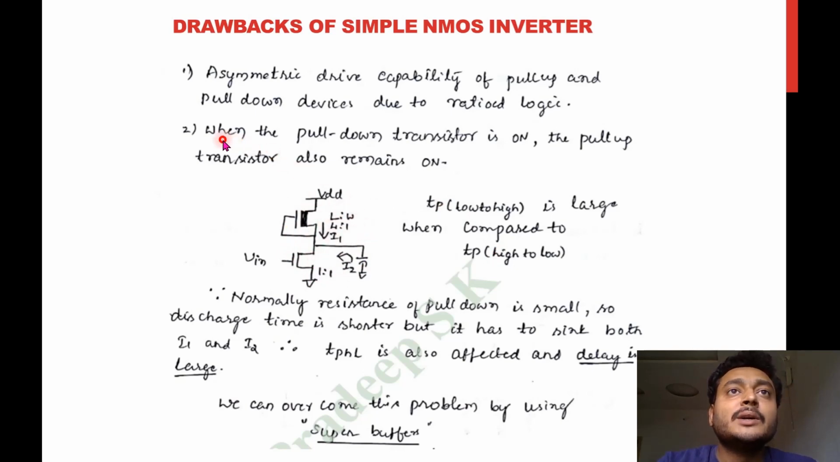And another one is, when the pull down transistor is on, the pull up transistor also remains on. So when Vn is equal to 1, this is turned on. At the same time, this is anyhow always on. So in that case, what will happen? There will be static power dissipation from this VDD to ground. Okay, there is a path from VDD to ground, right? So we can see that.